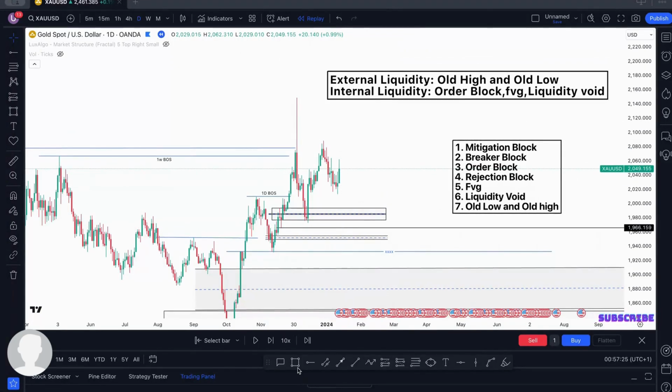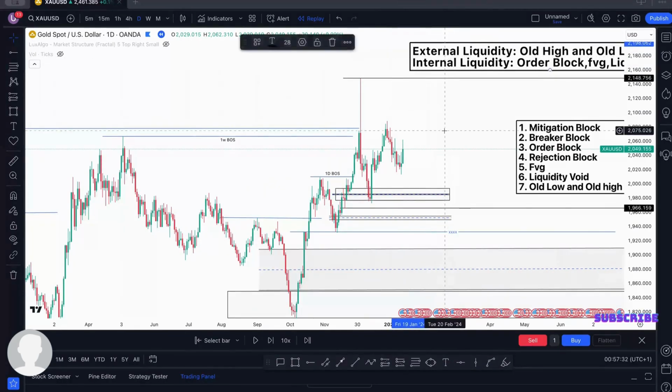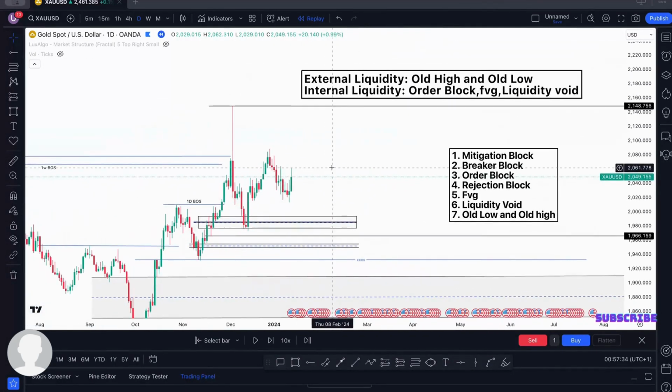But don't forget that this is our target for take profit. The market has to come and take out the external liquidity for the market to continue in the zone. I hope this doesn't get you confused. Just use this rule: old highs and old lows, order block and order block, fair value gap and liquidity void. If the market takes out external liquidity, the market always likes to come back to look for internal liquidity to fill it up.